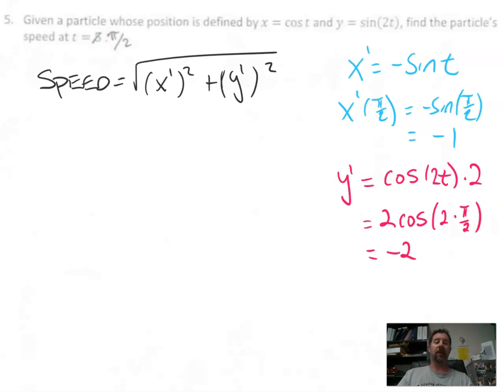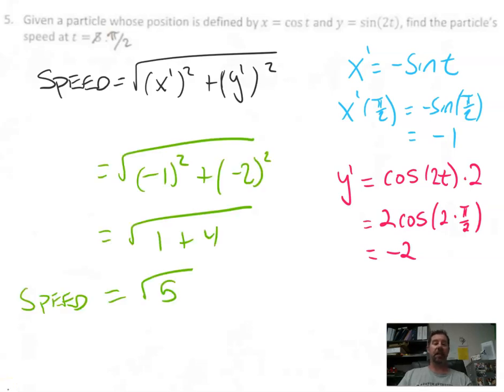All right, so now that I know those values, we can plug those into our speed equation. So the speed of this particle, when I plug in x prime and y prime and evaluate their values, is the square root of 5. So just a lot of plugging and chugging in formulas. Not so bad. All right, number 6.